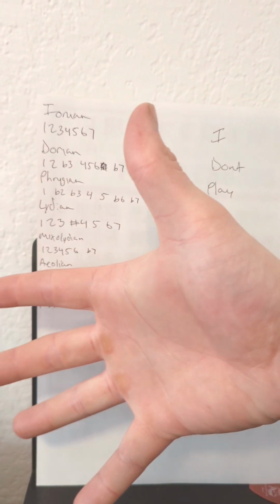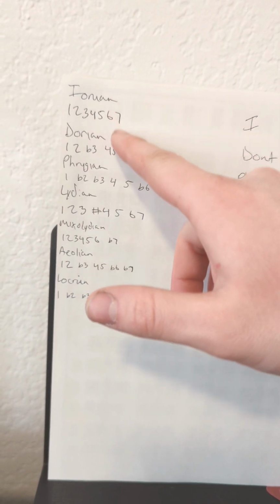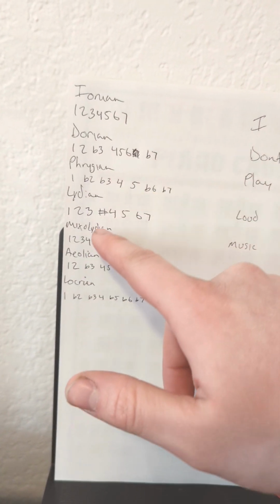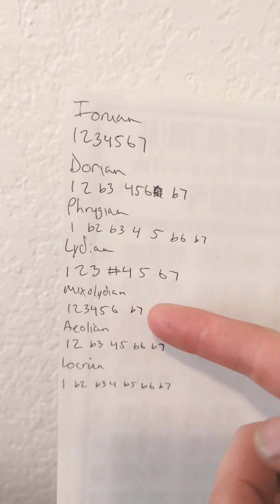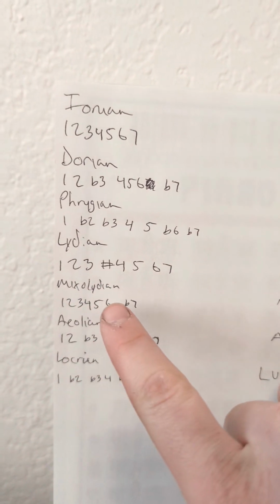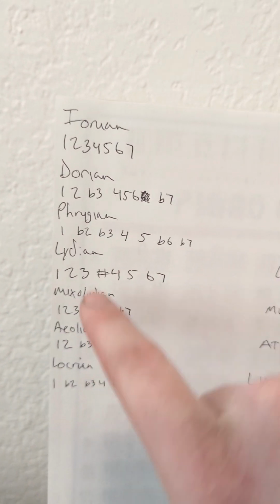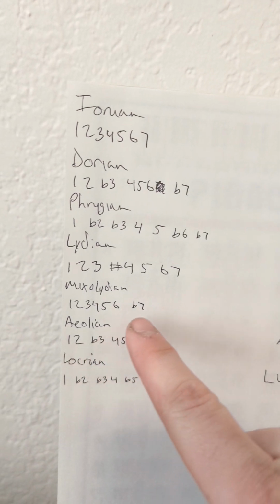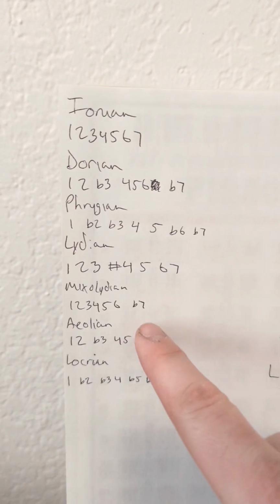So today we're talking about the fifth mode of the major scale, which is Mixolydian. 1, 2, 3, 4, 5. Now Mixolydian is pretty cool because not only does it have a really cool name, but it is almost identical to the major scale. However, when you get to the seventh, it's a flat 7.